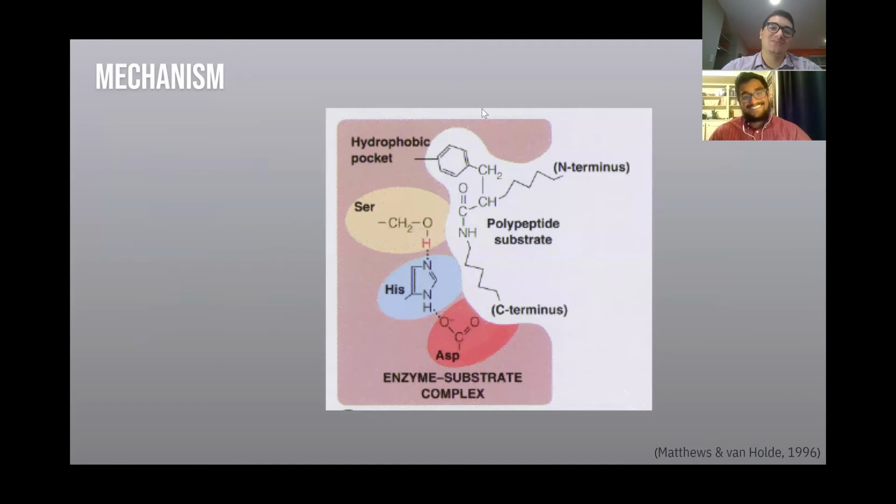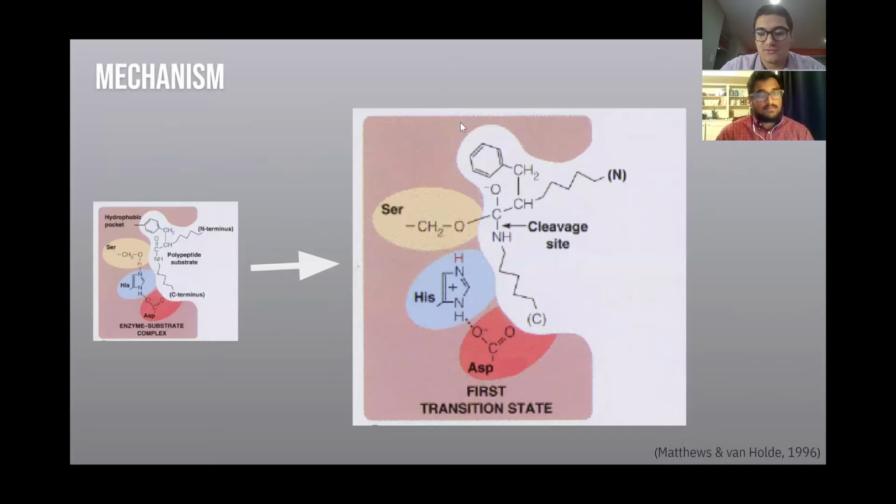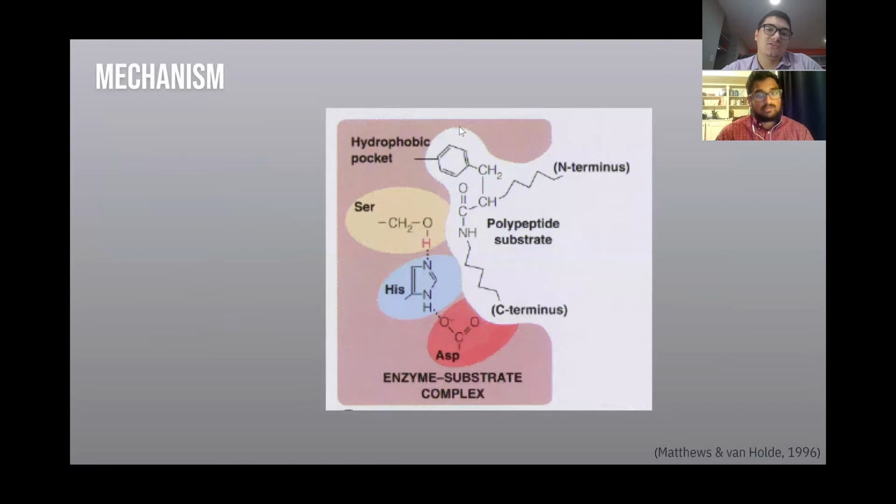So first, these hydrophobic residues on the polypeptide chains come and bond inside of this hydrophobic pocket that you can see right here that I'm circling with my mouse. They're going to non-covalently bond in this pocket here. And then here you can see the 3 active sites. You have aspartate, histidine, and serine.